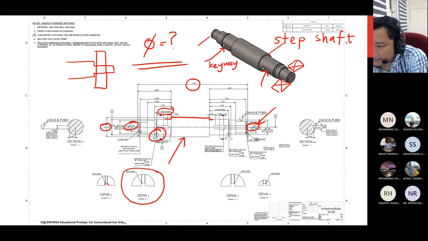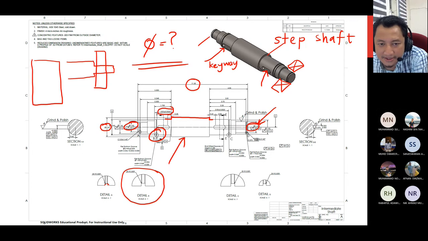Kadang-kadang benda yang dia tak bagi dimension tu dia pakai general lah. General punya tolerance. General ikut range lah. So kamu jadi designer, baguslah control banyak-banyak ni kan. Tapi pending lah vendor.